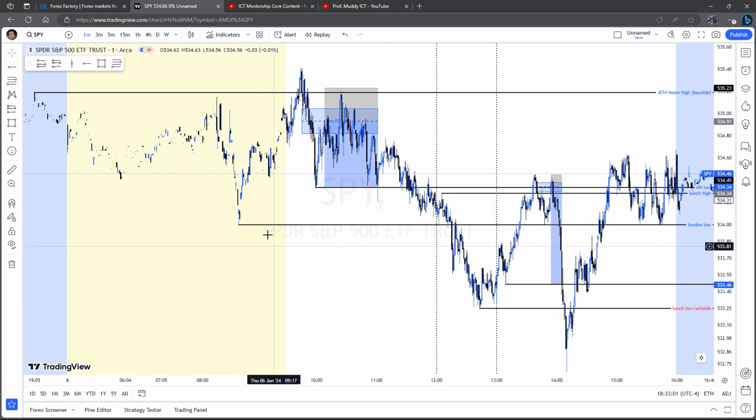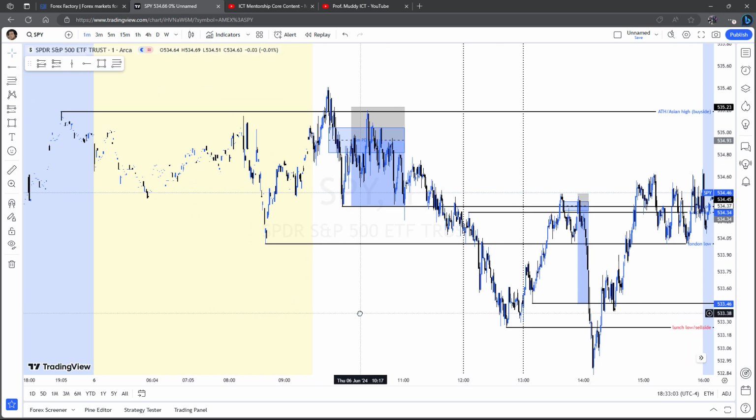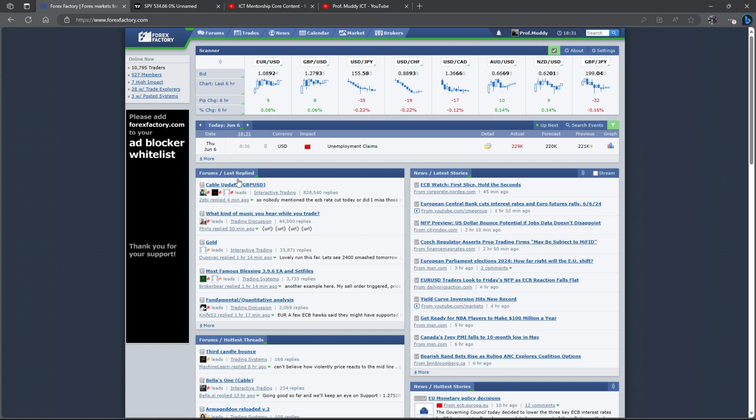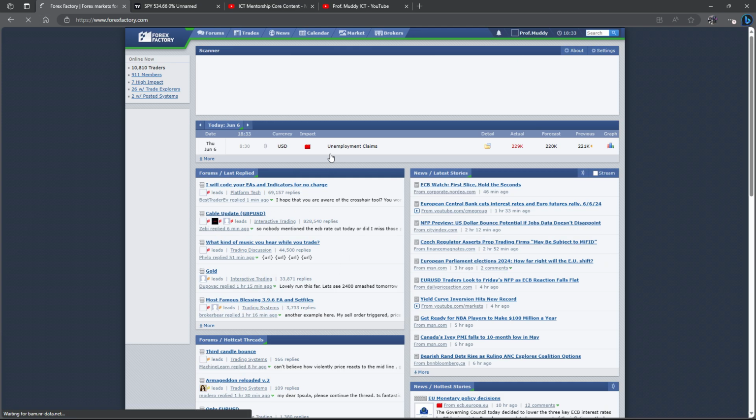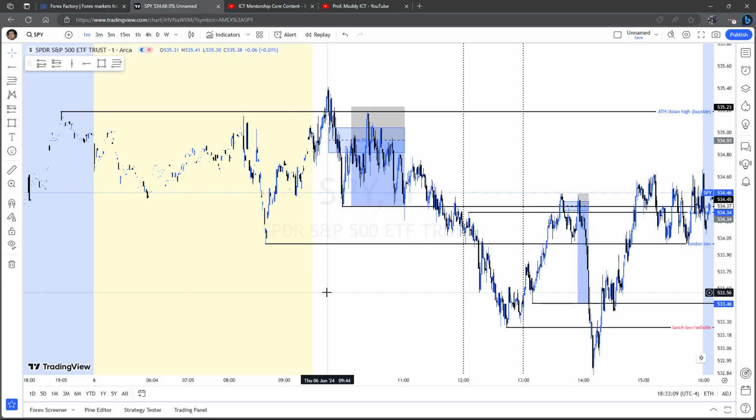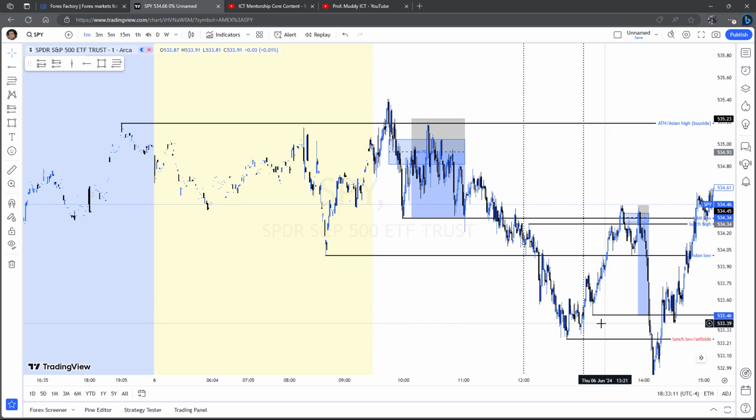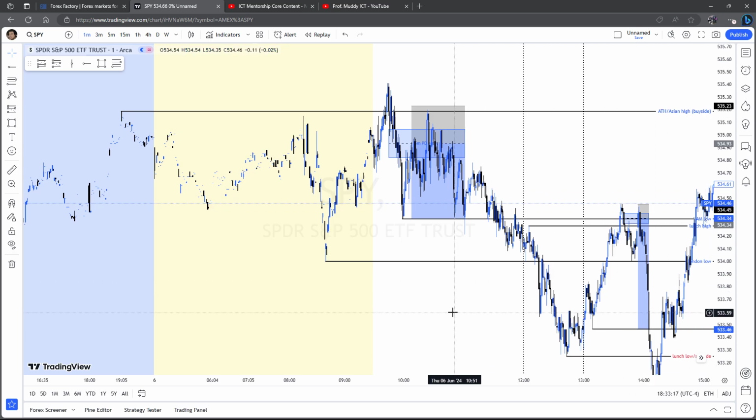So let me go over both of these trades real quick, why I took them to begin with, and my analysis on them. First things first, we check for news. We have unemployment claims at 8:30. That's pre-market. I don't really care too much about that since that happens in the London session, and I trade New York AM and PM.